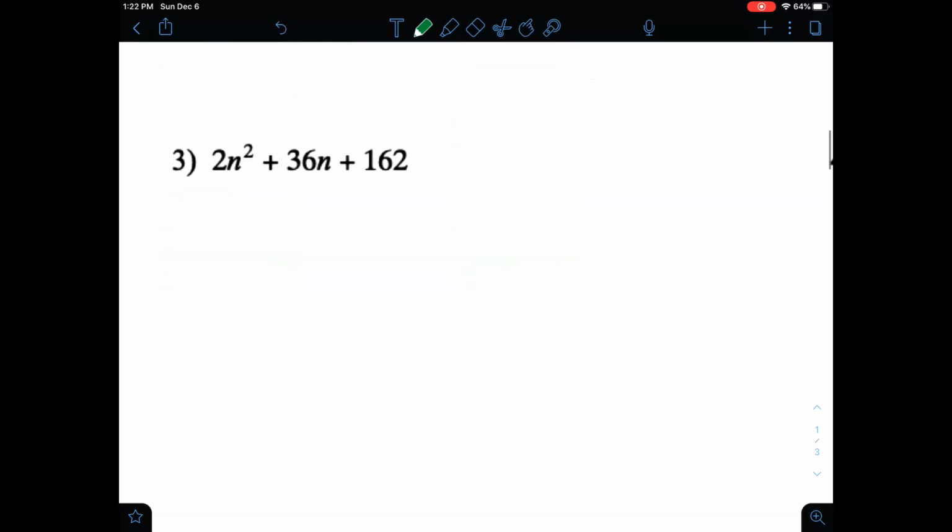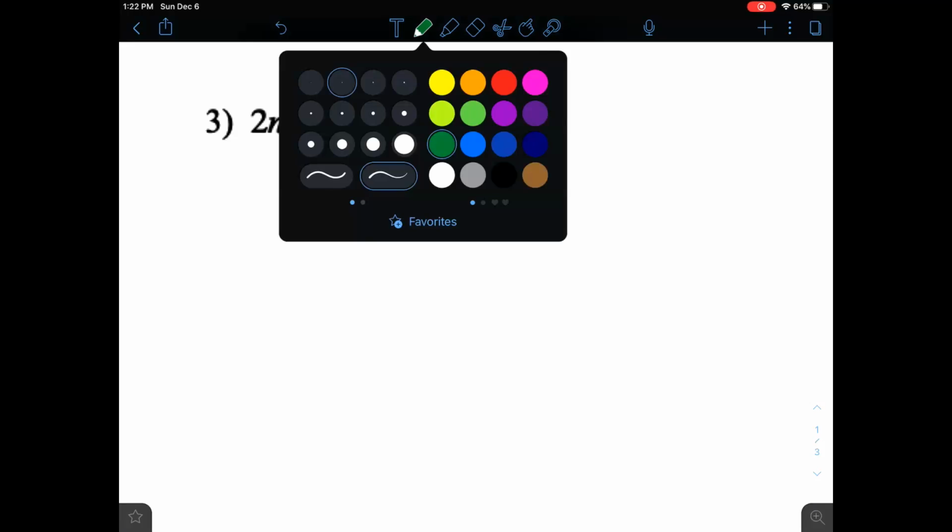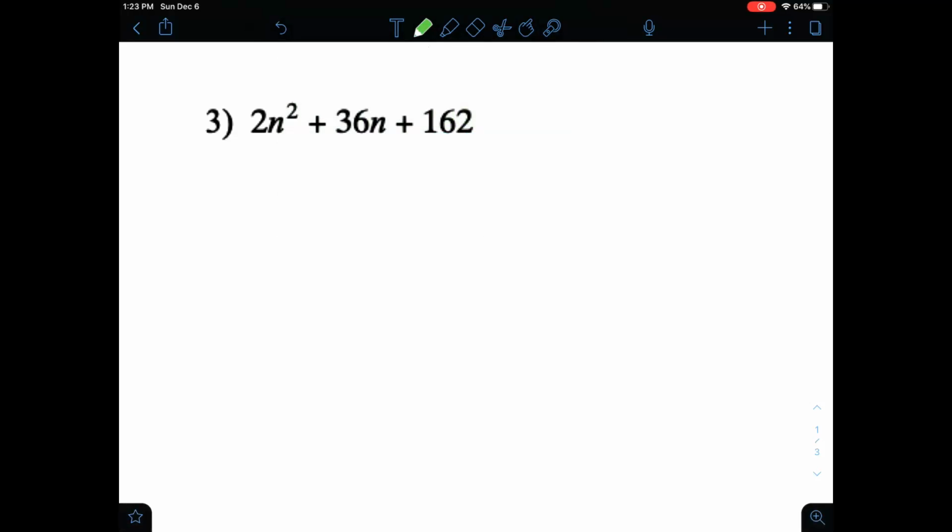All right, number 3. Number 3 is a good one. So we have 2n squared plus 36n plus 162. Is there a GCF we can pull out of here? Is there a number that goes into 2, 36, and 162? They're all even numbers, so they're all divisible by 2. And remember, when we're looking for a GCF, it can't be bigger than the smallest number. You can't pull out an 8 here because 2 doesn't divide by 8.